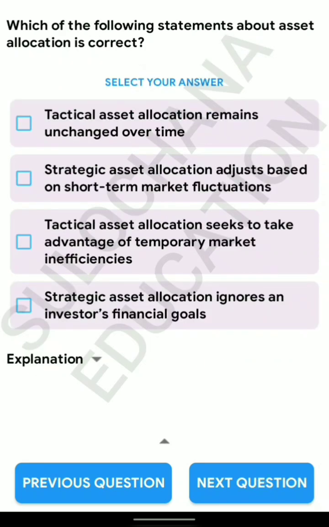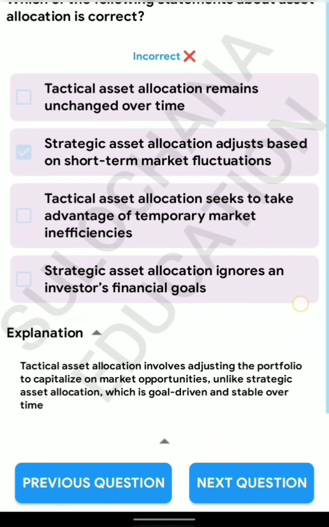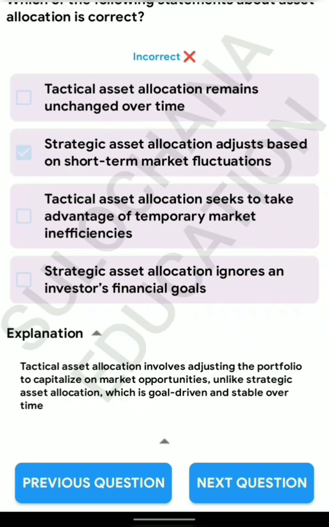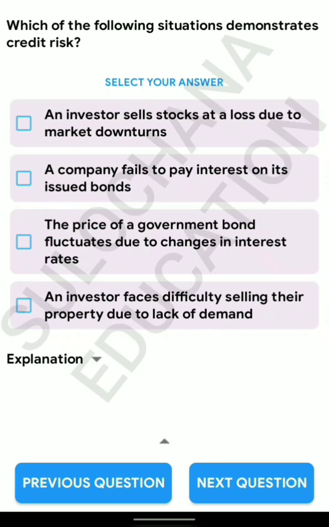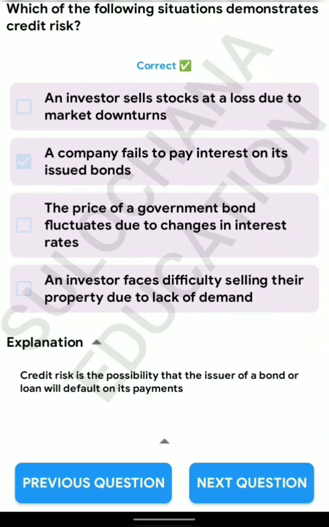Which of the following statements about asset allocation is correct? And the correct answer is C. Tactical asset allocation seeks to take advantage of temporary market inefficiencies. Which of the following situations demonstrates credit risk? Options are, and the correct answer is option B. A company fails to pay interest on its issued bond.